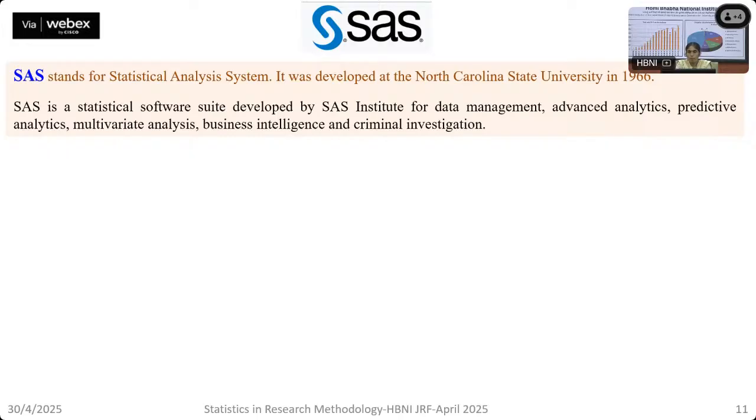Another software is SAS, Statistical Analysis System. This is a proprietary software. You may have to pay for downloading it. It was developed in 1966 by a particular institute. I will not name the institute.